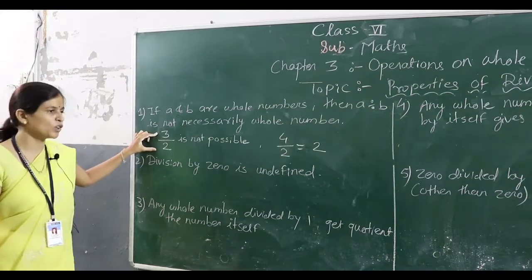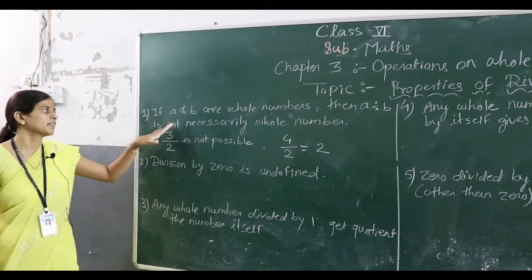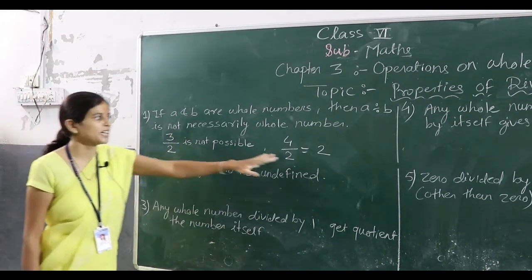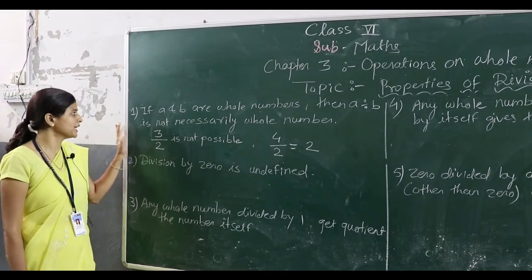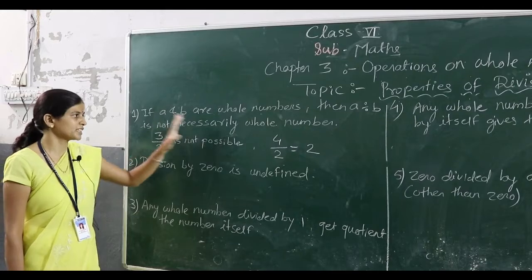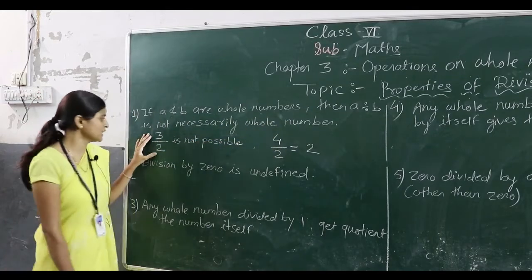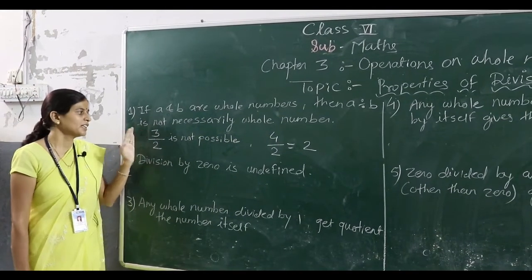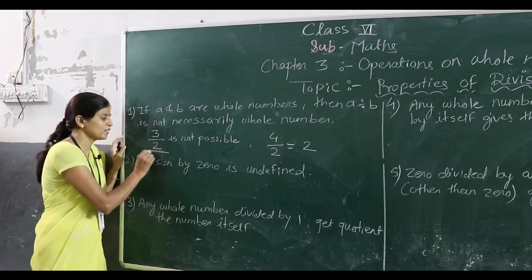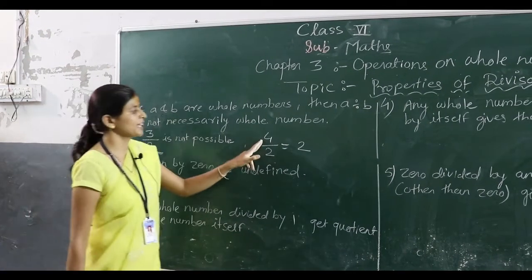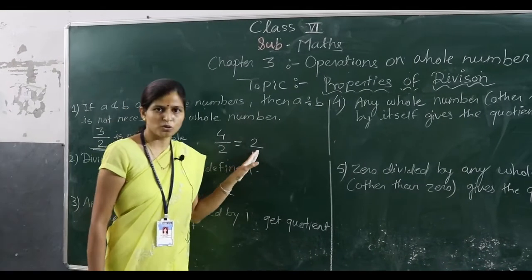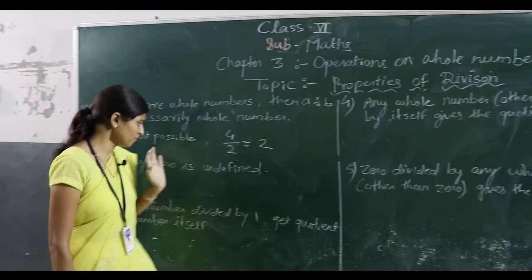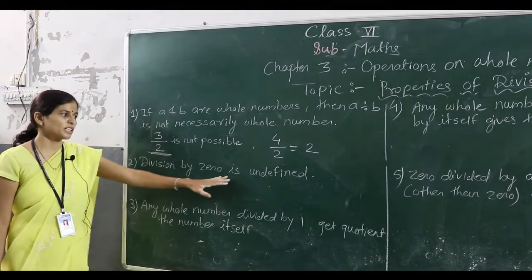Means if we divide a whole number by any whole number, there is no guarantee of getting a whole number answer. That's why if A and B are whole numbers, then A divided by B is not necessarily a whole number. In the first case we do not get a whole number answer. But in the second case, if A equals 4 and B equals 2, we get the answer 2. This is a whole number.